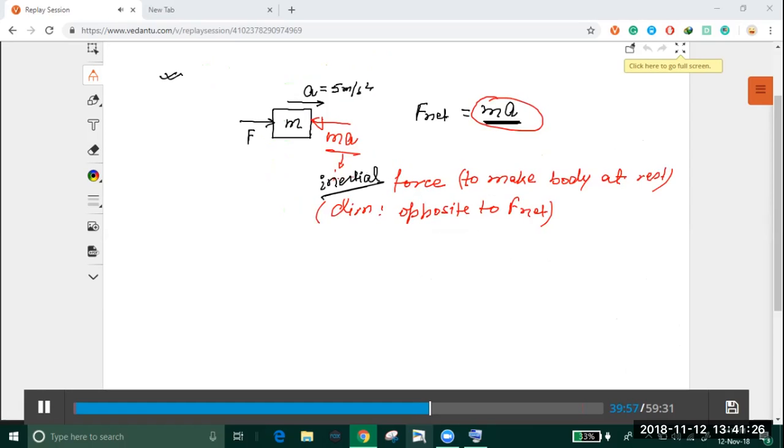Okay. So here we are not calling this a pseudo force. We are calling it an inertial force because we are observing it from the inertial frame. So this is just a concept that whenever you want to make a body at rest, you will apply the ma opposite to the direction of net force. That's it.